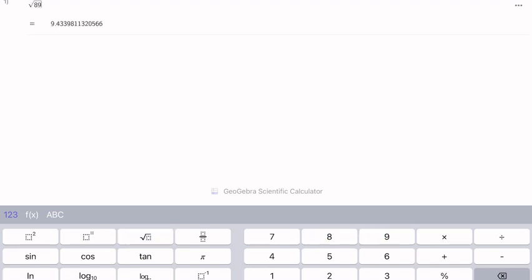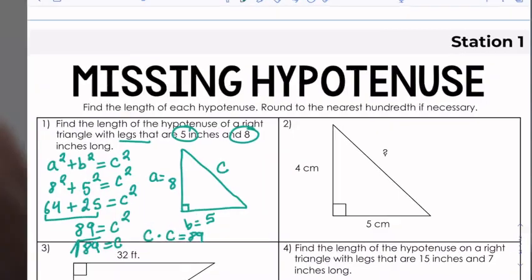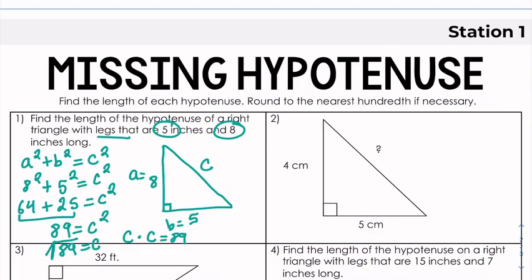And that gives me 9.43, and it keeps on going. But we're going to go with 9.43 because our instructions said round to the nearest hundredth. So our final answer here is C equals 9.43 for number 1.